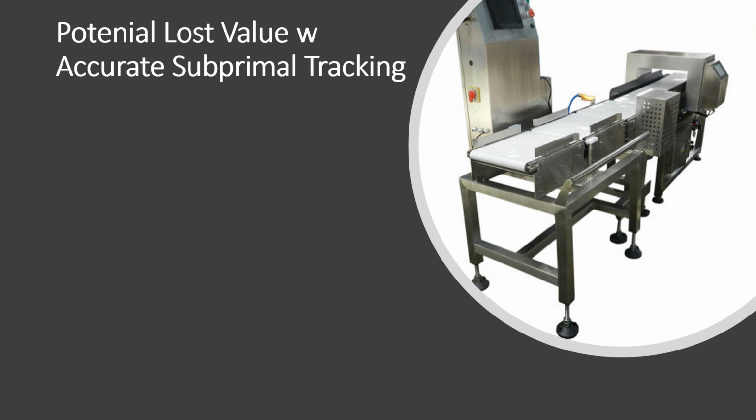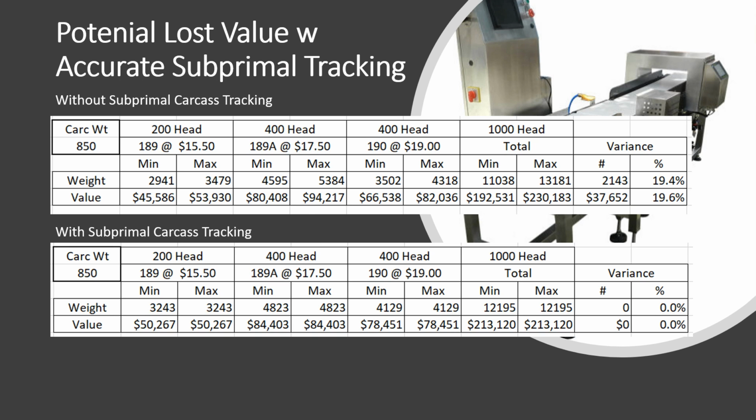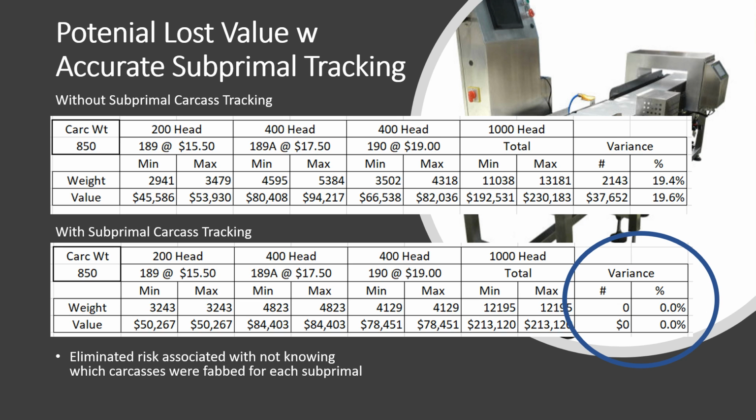Potential loss value with accurate subprimal tracking. Without subprimal carcass tracking, that's the table we saw previously, but when we track the actual subprimals, knowing which carcasses they came from, that potential variance, at least in terms of the actual expectation in terms of yield, goes to 0. We eliminated the risk associated with not knowing which carcasses were fabbed for each subprimal.